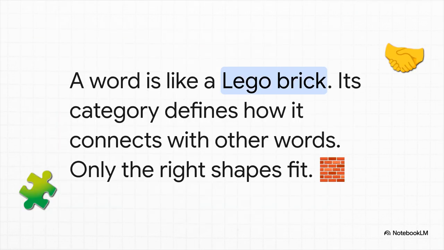You know, the easiest way to think about this is with Legos. A word like seize is a very specific kind of Lego brick. It's got a peg on its right side, shaped just right for an object, and a hole on its left side, designed perfectly for a subject.